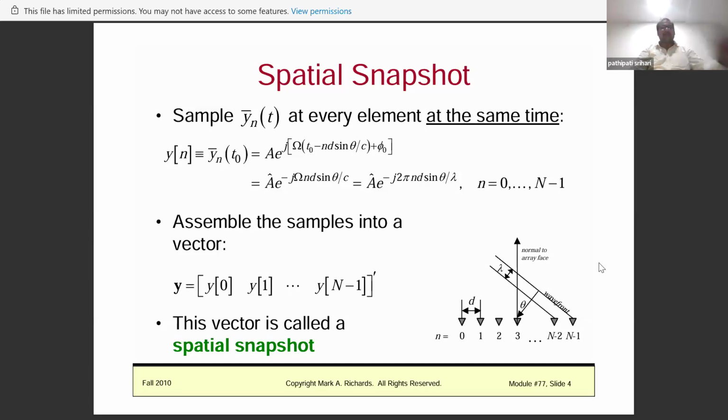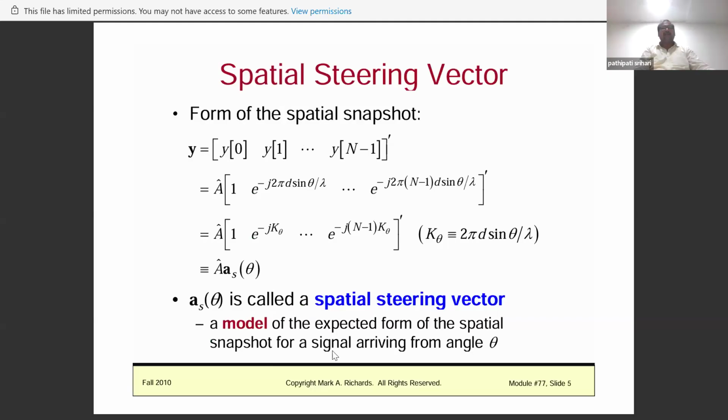Assemble the samples into a vector. So y is equal to y naught, y1, dot dot dot, yn minus 1 transpose. This vector is called a spatial snapshot. And then upon substitution of all these values, you get this one where k theta is replaced by 2 pi d sine theta by lambda. So where a hat into as of theta is called a spatial steering vector. This is known as a mathematical model of the expected form of the spatial snapshot for a signal arriving from angle theta. Okay, so that is what it is.